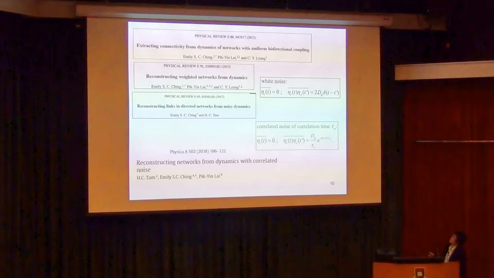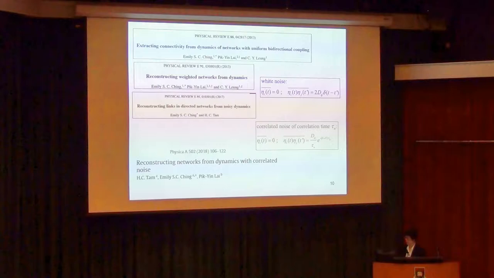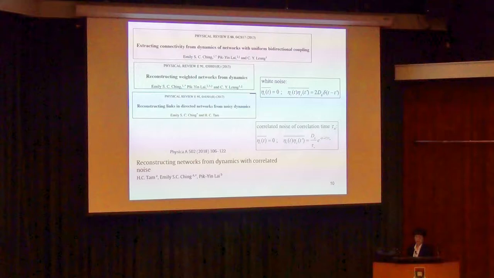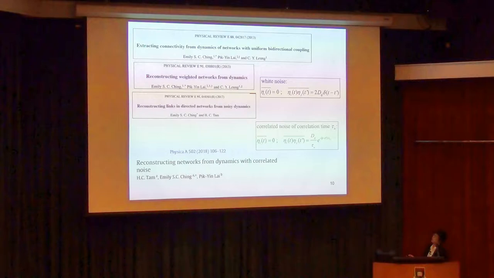In the past 5 years or so, we have worked on this problem, and we start with the simplest one, with the bidirectional network and also uniform coupling, that is, an unweighted network, then work up the ladder, weighted network, and then finally a more general network. And also for noise, in the beginning we work with the simplest kind of noise, the white noise, and then we also work with a more complicated noise, the correlated noise. So these are the two types of noise that we have worked on. White noise is delta correlated in time, and then the correlated noise has a finite correlation time, tau n, given here, and when tau n goes to zero, it will go back to our white noise limit. And so these are the references if you're interested.